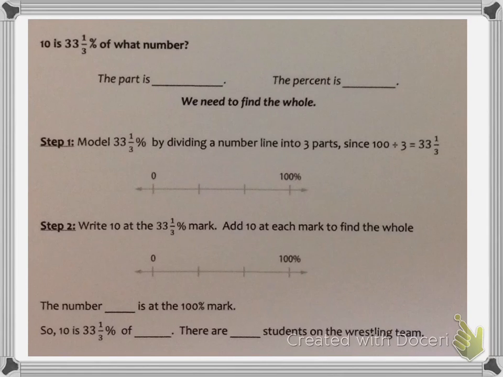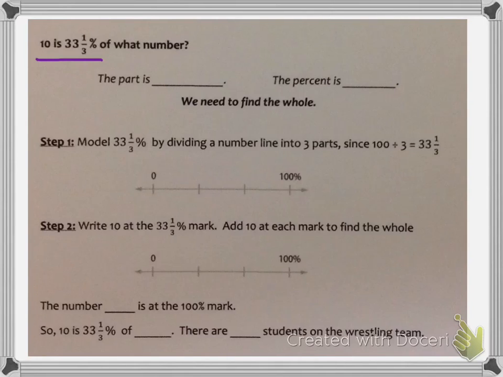Now, when we wrote what we knew from the problem, we said that there are 10 wrestlers in the 11th grade and that was 33 1/3% of the total. So we can rewrite: 10 is 33 1/3% of the total, and we don't know what that number is. So 10 is 33 1/3% of what number? We need to identify what that number is. Well, in order to do that, we want to figure out what the part is and what the percent is so that we can find the whole.